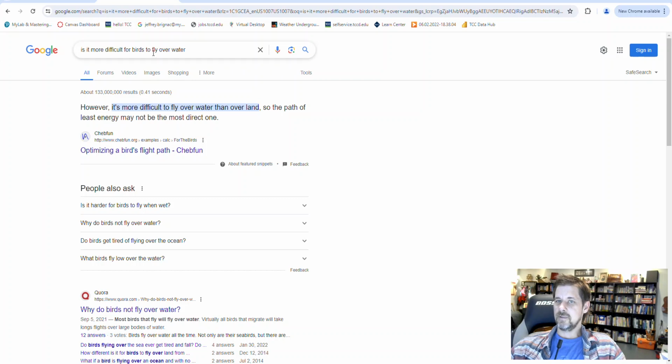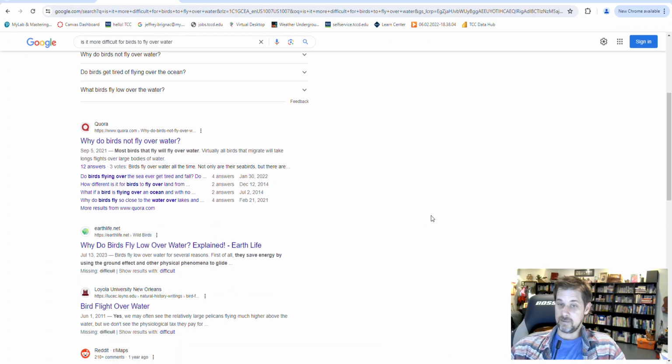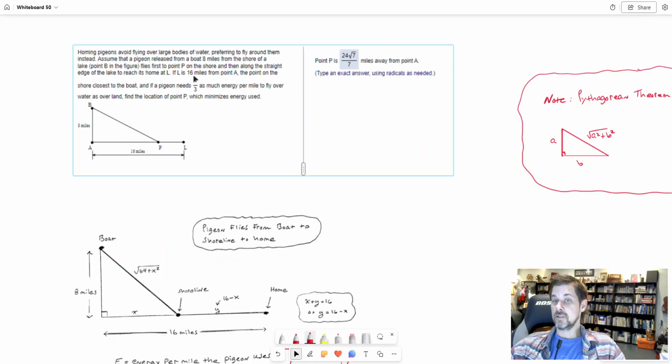Is it more difficult for birds to fly over water? And it says it's more difficult to fly over water than land. I mean, that's at least what I found when I searched. And you can read a little bit more about that, but apparently that's true. So 4/3, that's like it takes 1.3 times as much energy to fly over water as over land. Okay, now I say all that just to kind of get acquainted with the information that we have and so on.